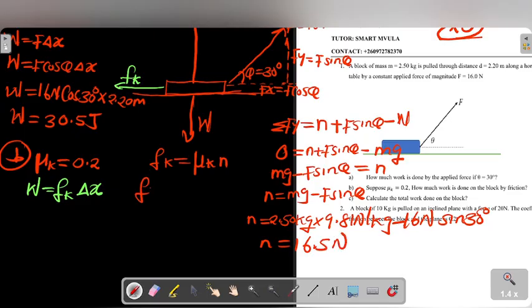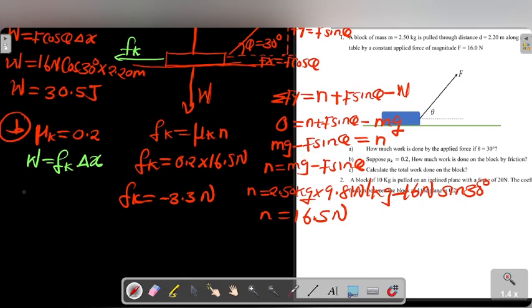So now we can calculate the friction force, which is equal to the coefficient of kinetic friction, which is 0.2, times the normal force that we have calculated, which is 16.5 newtons. So the friction force here will be 0.2 times 16.5. So the answer will be 3.3 newtons. So remember, the friction force will be acting in the negative. It will be opposing the motion of this block. So you consider it to be negative.